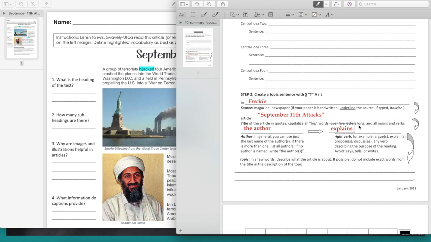Because that is what they are doing. They are explaining what happened.